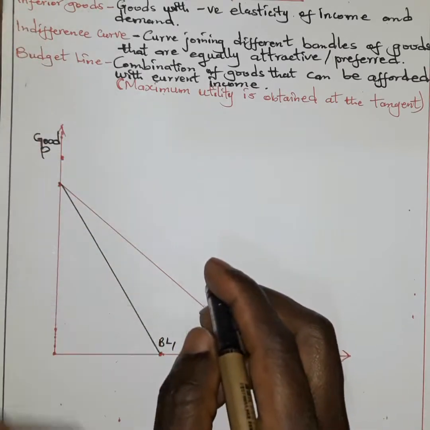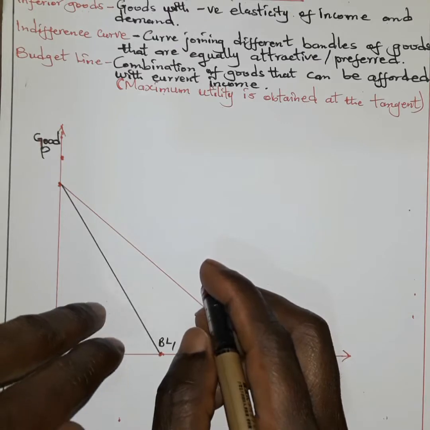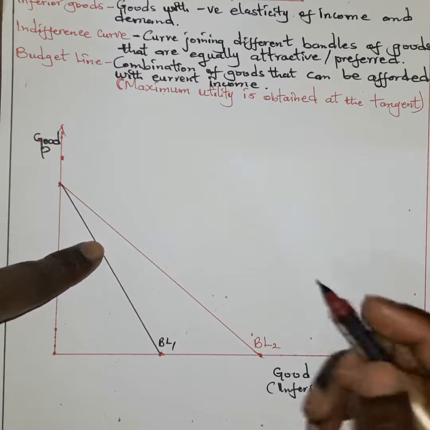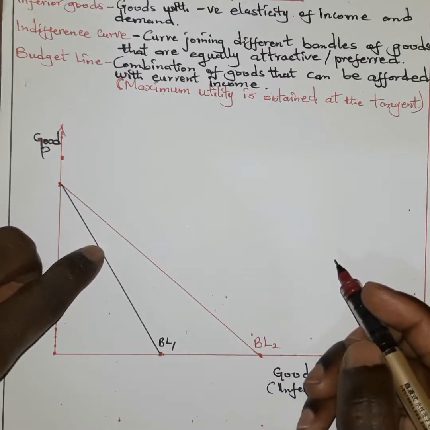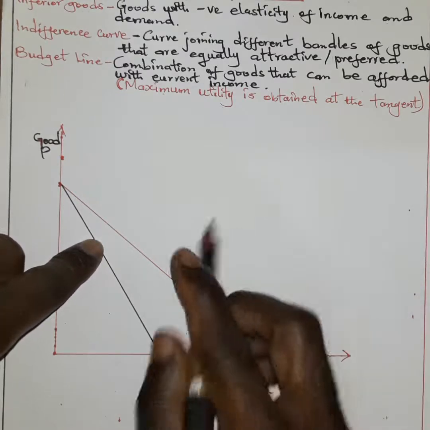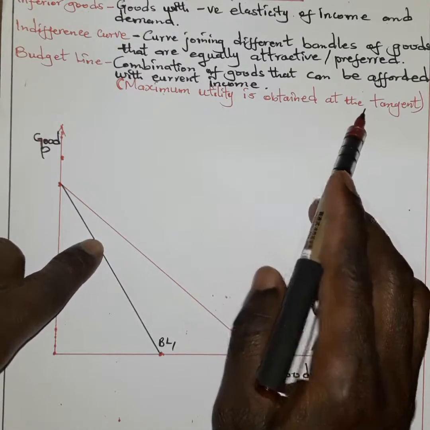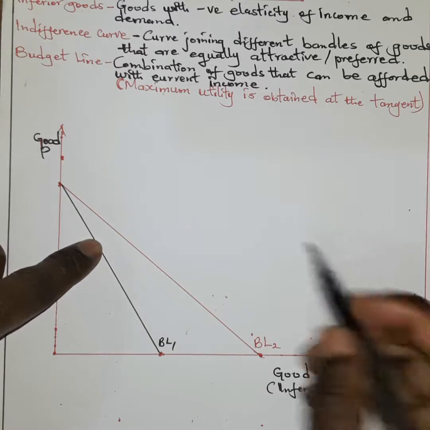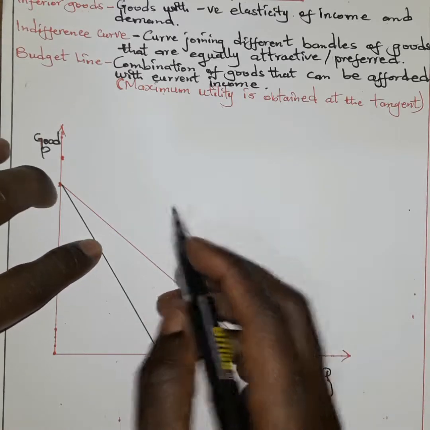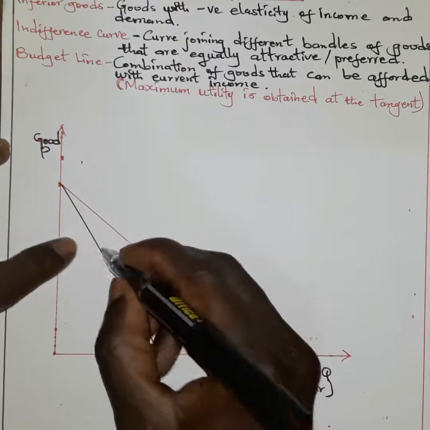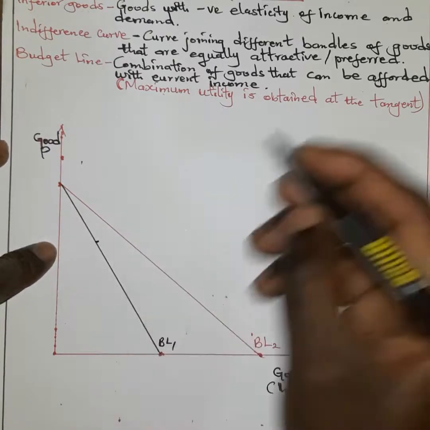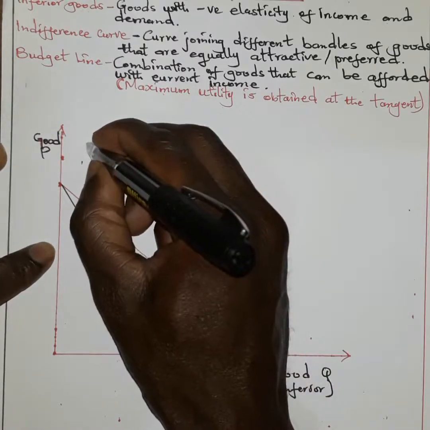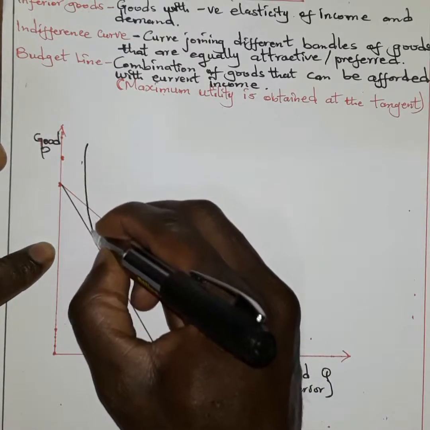You realize that initially we had the original budget line, BL1, and I say that maximum utility will be obtained at the tangent. So by drawing a tangent to this line, we are supposed to have, let's say, at this particular point, something to do with that.